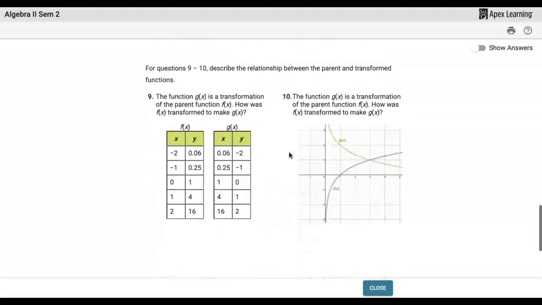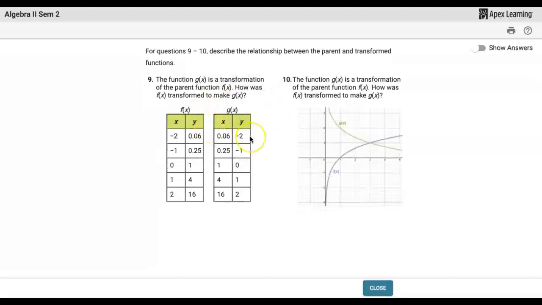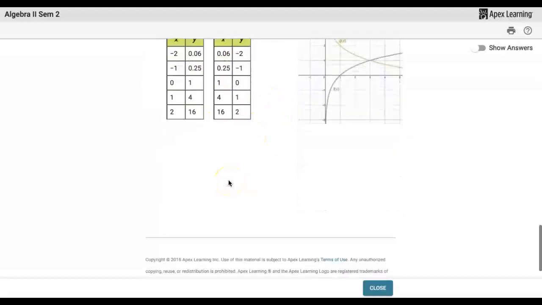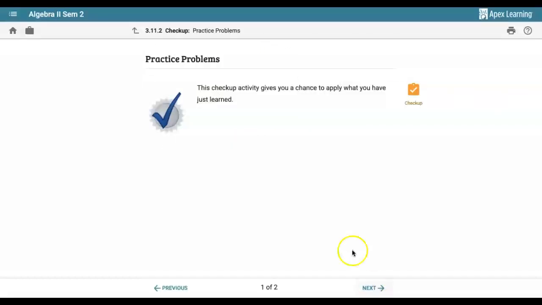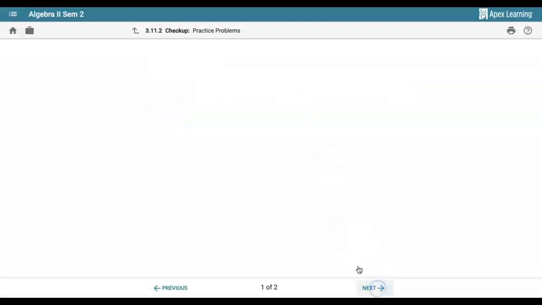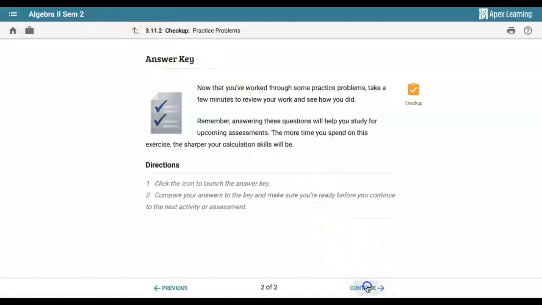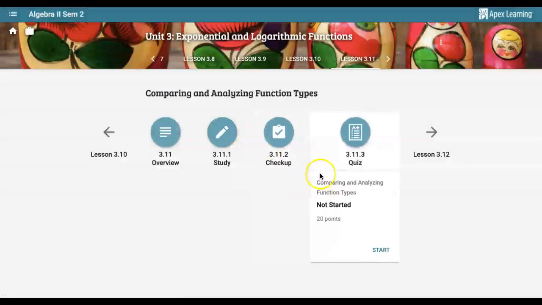All right, then describing the relationship between the parent and the transform function, right? So looking for trends, seeing if you notice things, and then of course, when possible, plugging in values. All right, and oh, yep. So that completes 311.